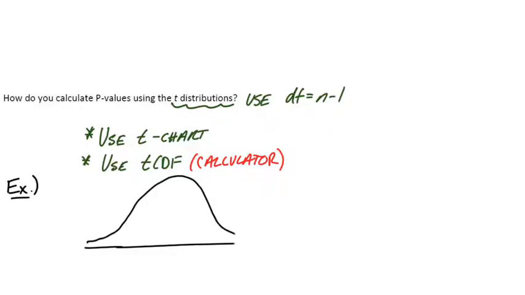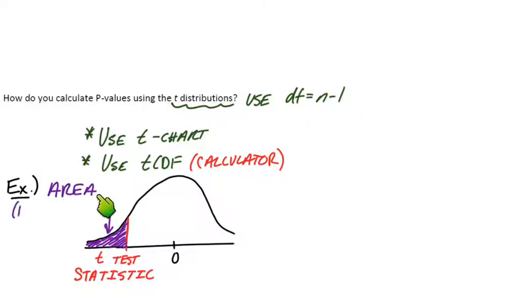Just as a really brief example, let's say we get a test statistic. Our t-score is down here, maybe it's like negative 2.5 or something. And then we're going to be looking for the probability in this shaded region. So what is that area? If you look at the t-chart, that's called a tail probability. Either you get that value from the t-chart or you use the tcdf command.